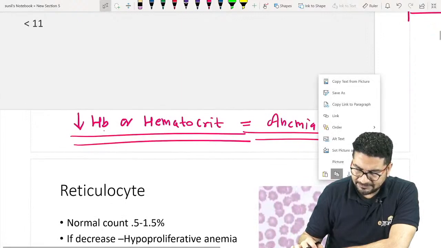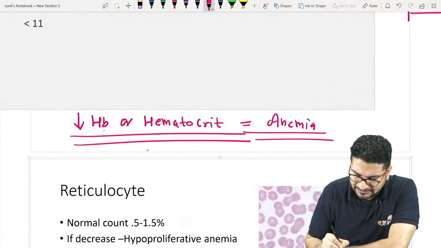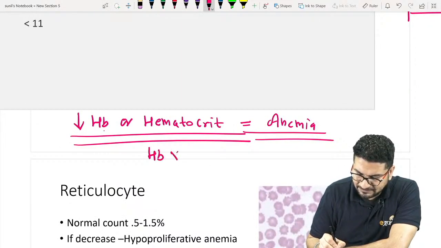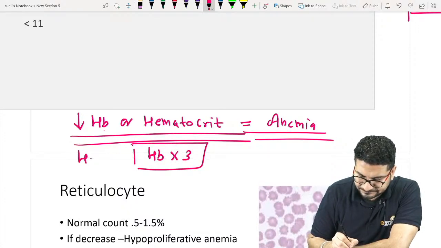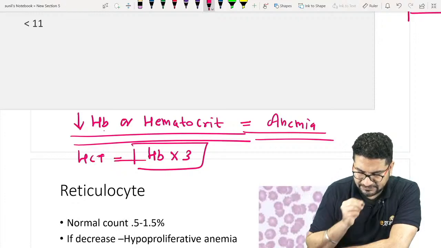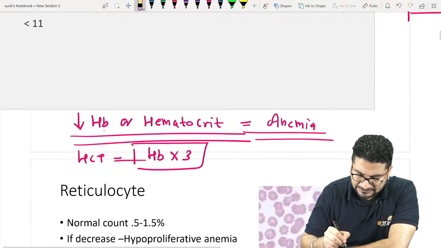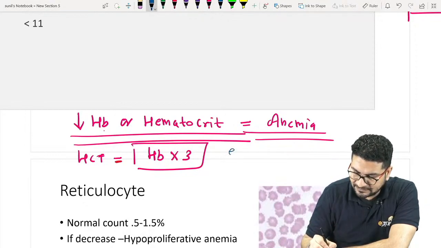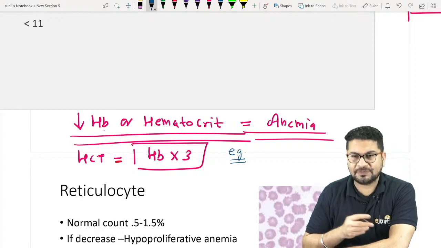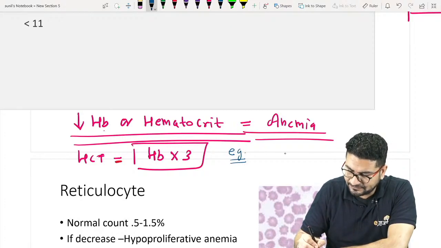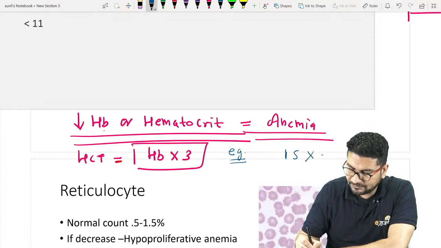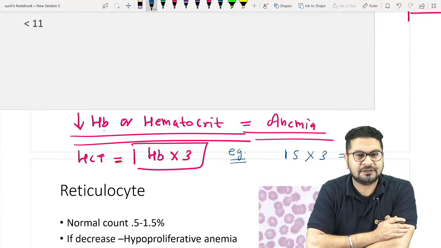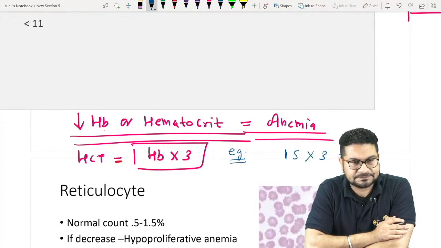So how do we calculate hematocrit? Multiply hemoglobin by 3. This will be your hematocrit. Hematocrit is, in short, written HCT. If I give you an example, a person has hemoglobin, I'll give my example. My hemoglobin, let us say, is 15. So 15 into 3, my hematocrit will be 45.